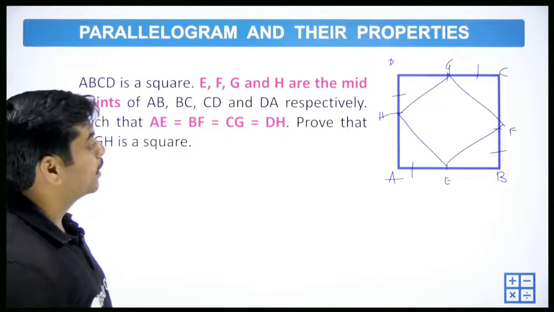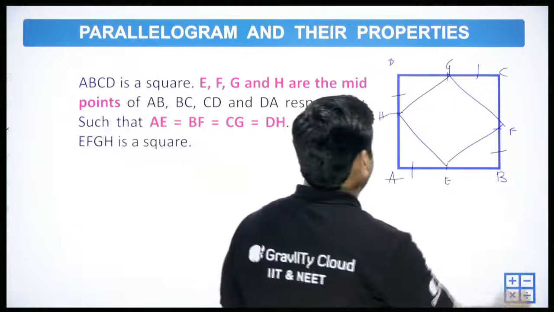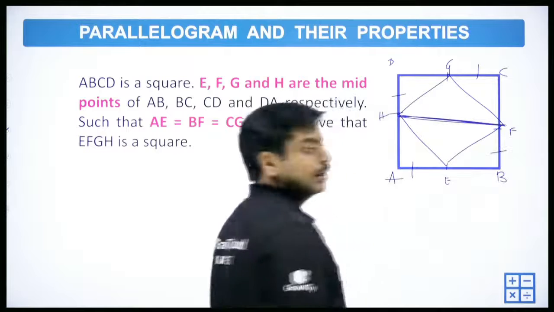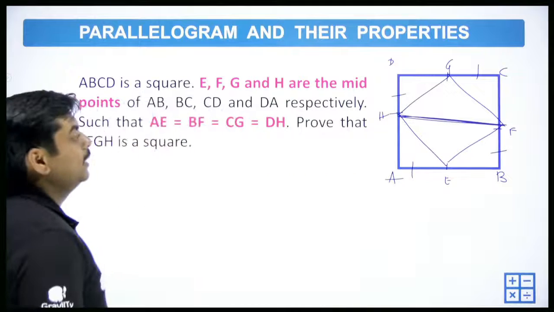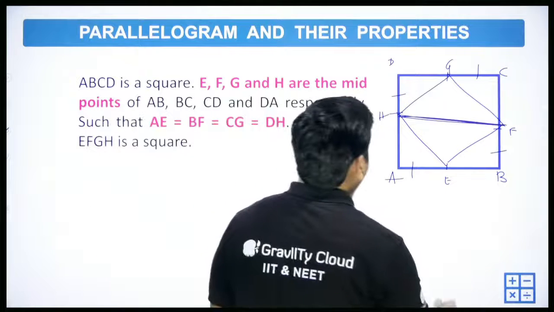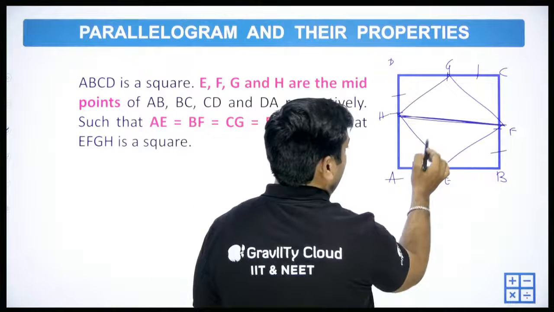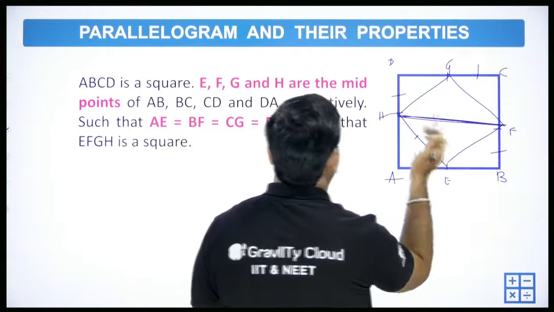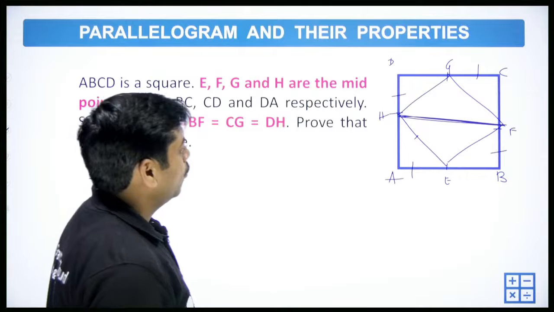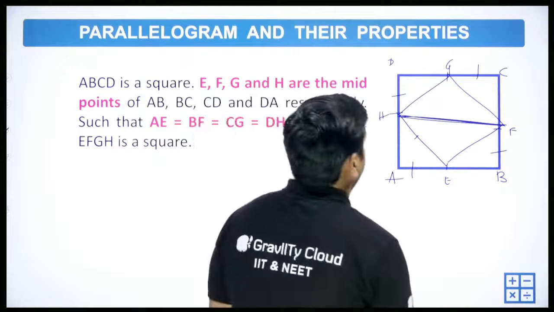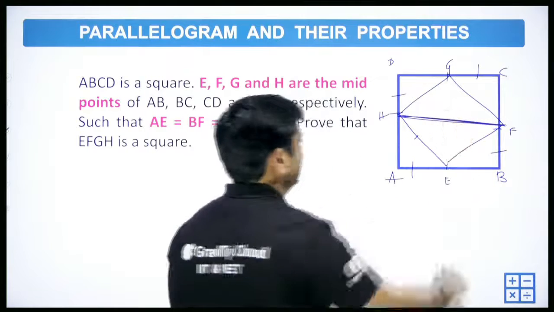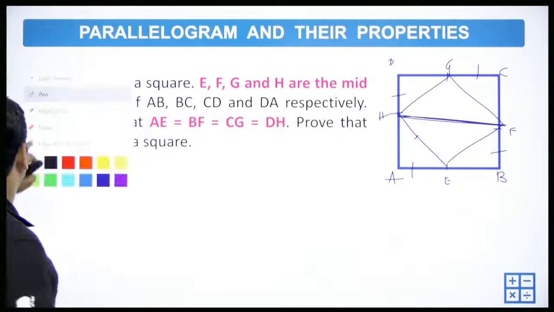Now what we'll do? Let's try to take one of the diagonals. So what happened here? One second. Or let's try to do this one. Let's try to join these two sides, E, F, G, H. See carefully. Or what we'll do? E, F. One second, let me draw that properly once again.